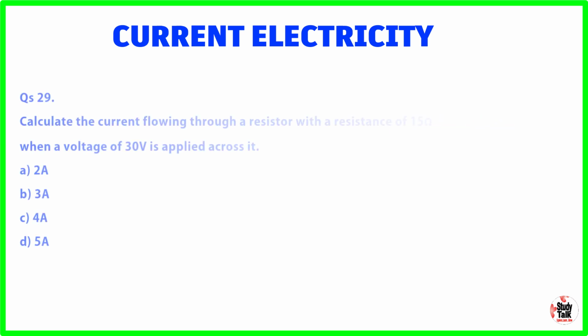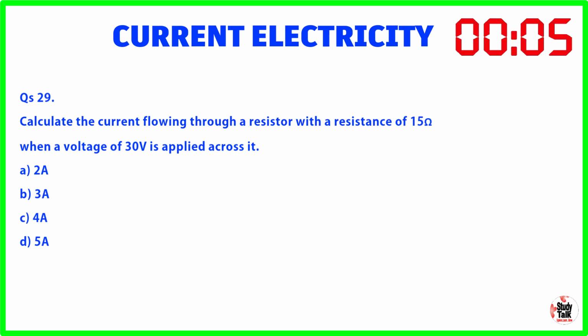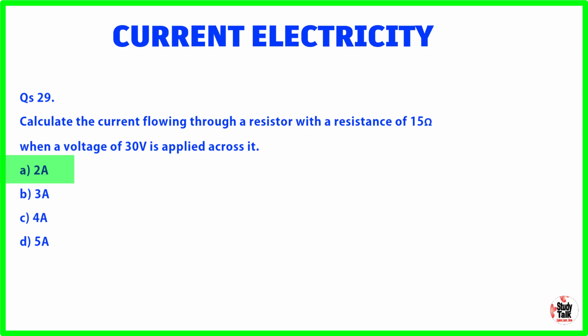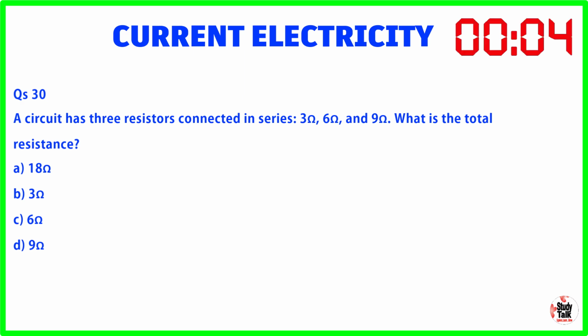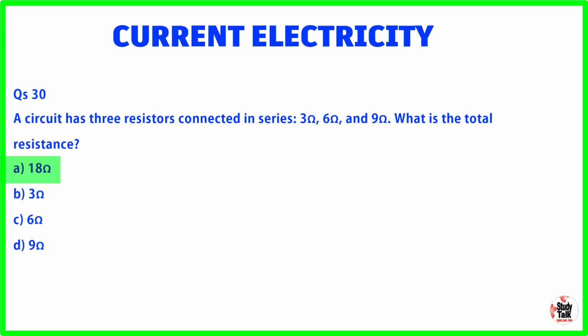Calculate the current flowing through a resistor with a resistance of 15 ohms when a voltage of 30 volt is applied across it. 2 ampere. A circuit has 3 resistors connected in series, 3 ohms, 6 ohms and 9 ohms. What is the total resistance? 18 ohms.